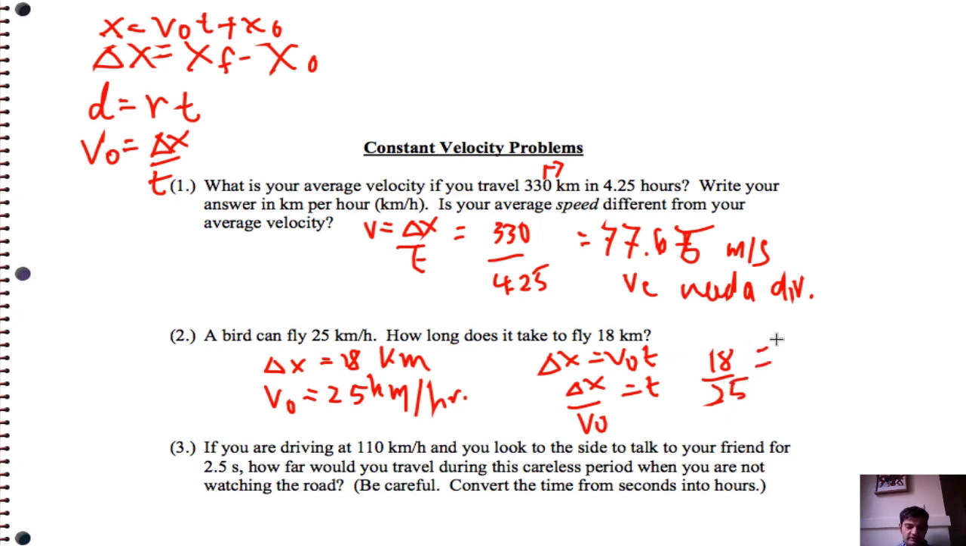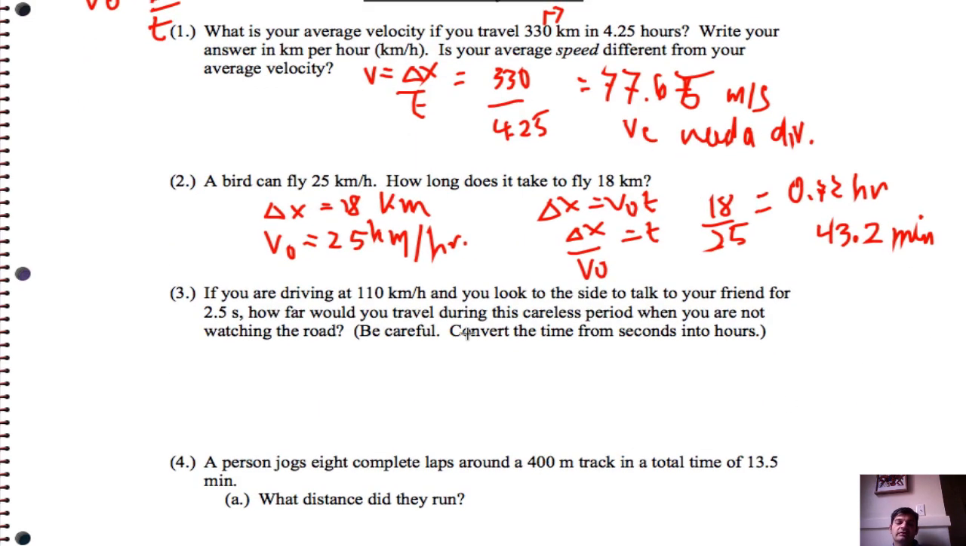And when we get that, we end up getting 0.72 hours. Or if you want to multiply by 60, that would give us 43.2 minutes. All right. So I guess that would be 43 minutes and 12 seconds.